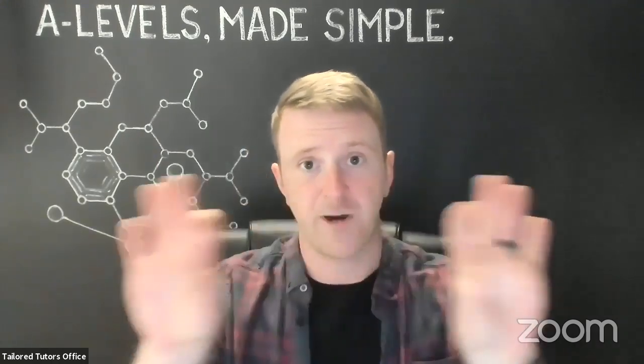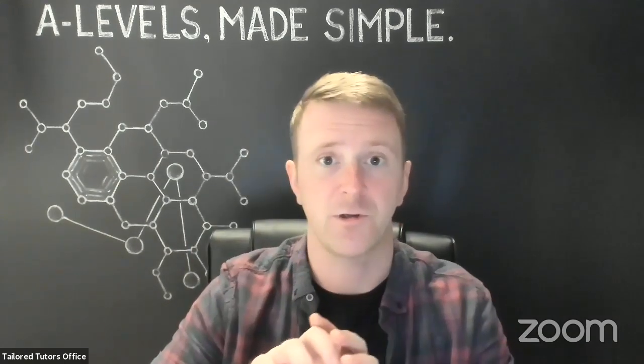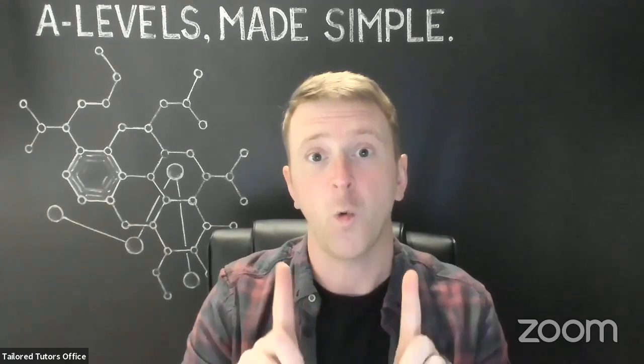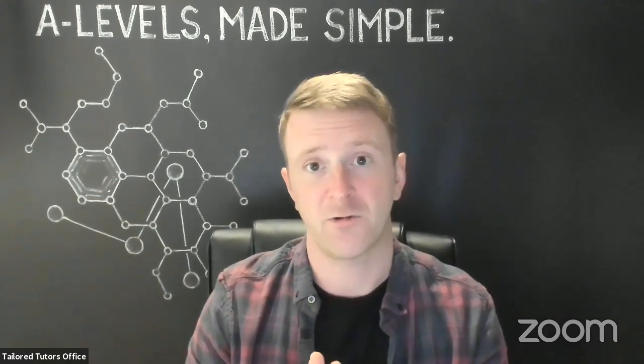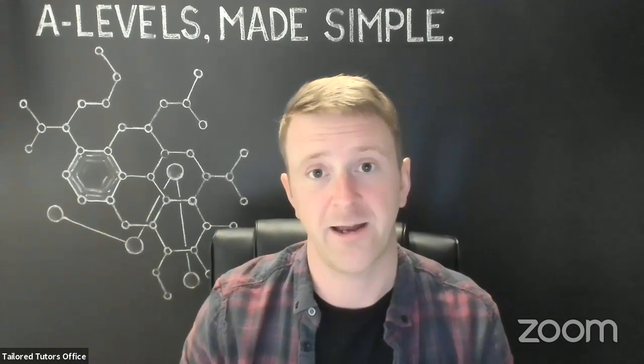So rate determining step, all I will say is you've got your rate equation. Anything in the rate equation has to be in your rate determining step. So if you've got, I don't know, H plus and H2O2, both of those have to be in the rate determining step. If they're first order, one molecule is going to be in your rate determining step. If something's second order in your rate equation, there are two molecules of that involved in the rate determining step.